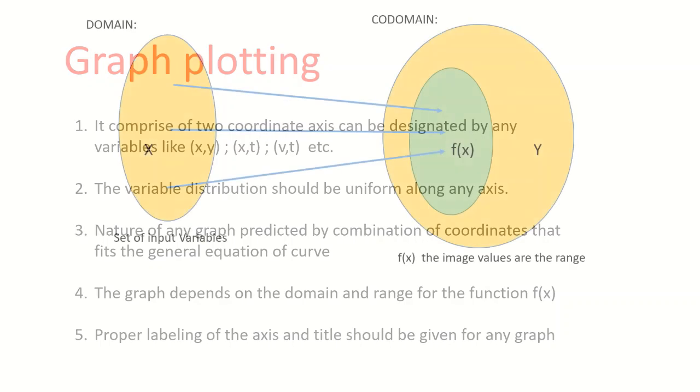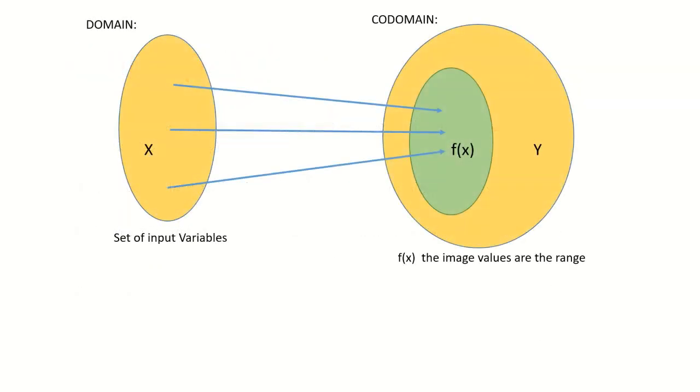So let's first see what domain and codomain are. Let us consider a set of variables, maybe real variables x, that is the domain, and now we apply it on a function f(x). We obtain some result, and the result will be confined in another set that is named the codomain, and the results, or the image values of x, are designated as the range.